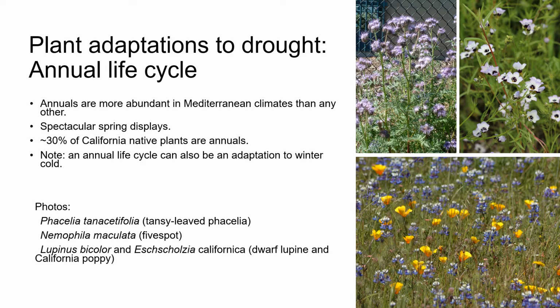Another adaptation to heat and drought is just to have a really short life cycle. Annuals are more abundant in Mediterranean climates than any other climate type, and they're particularly abundant in California, where around 30% of our native plants are annuals. The strategy here is avoiding both heat stress in the summer and, in cold climates, avoiding cold stress in the winter by having a really short life cycle.